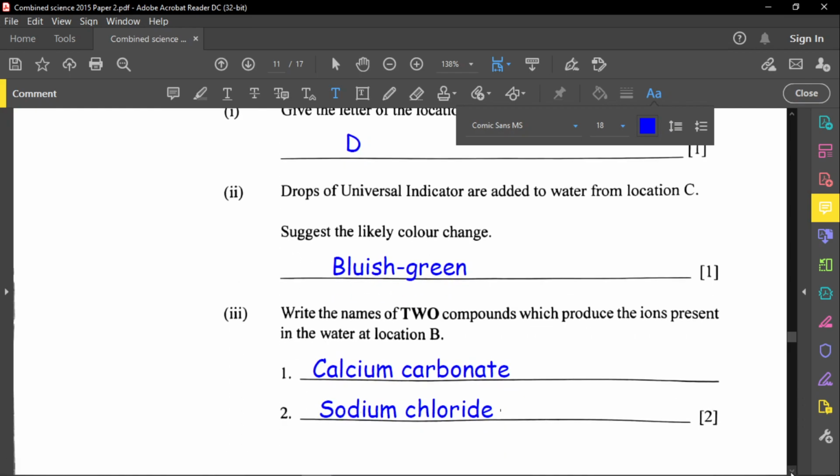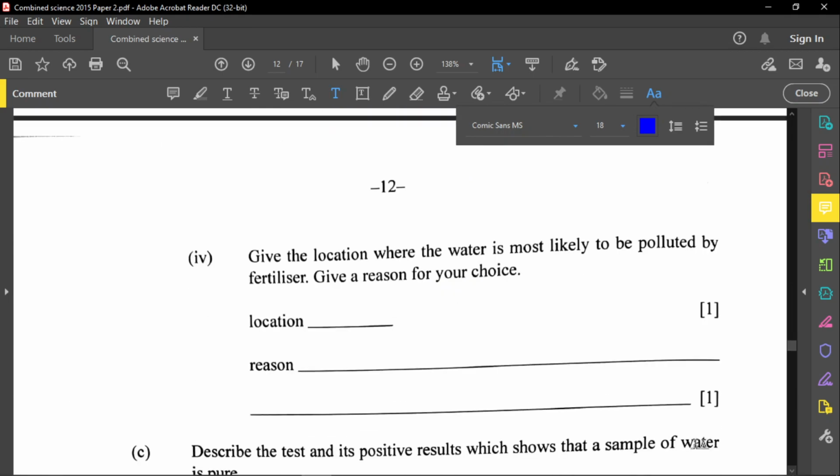So nitrogen is for N, P is for phosphorus and K is for potassium. So this will be our location A, simply because it has a high concentration of nitrates, or of nitrate ions, if you want to put it that way. All right, so great, that will be our answer right there.